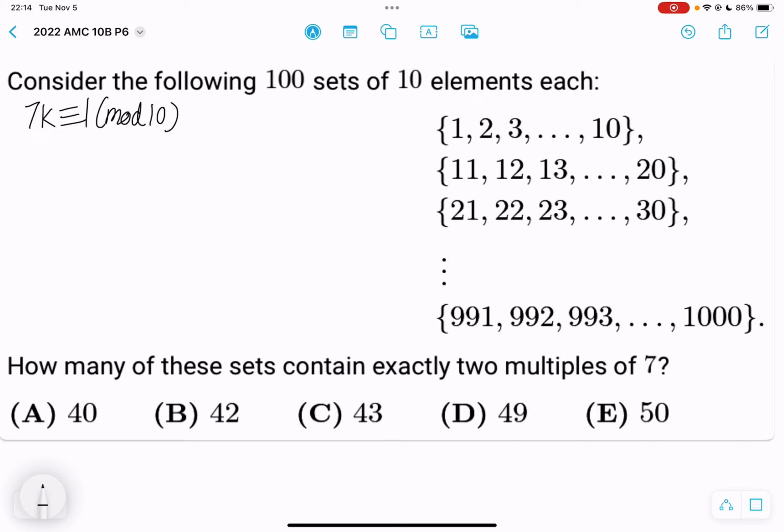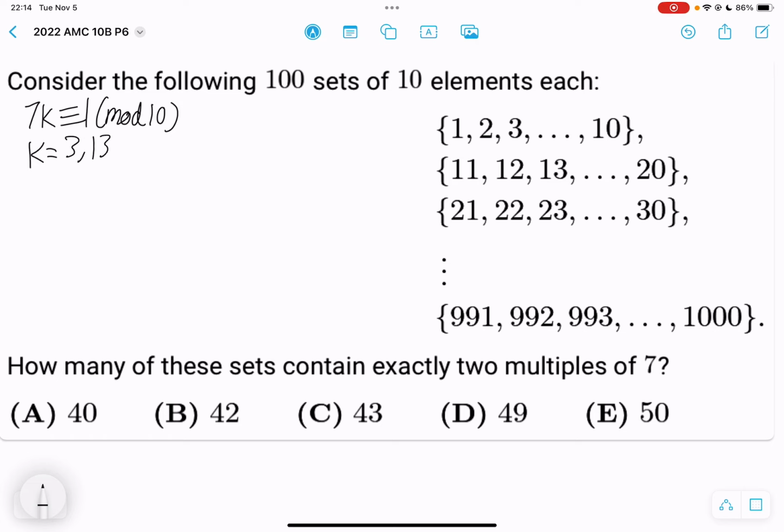Well, we know that 7 times 3 is 21. So 7 times 3, 7 times 13, 7 times 23, etc., all the way up to some number. But anyways, 7 times anything with a unit digit of 3 will result in a unit digit of 1 as a product. So how many k's are there?